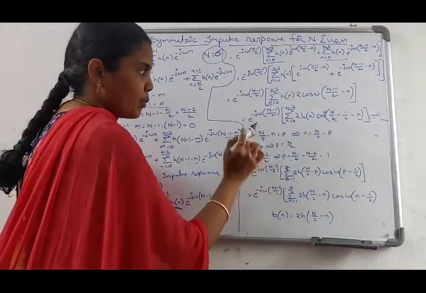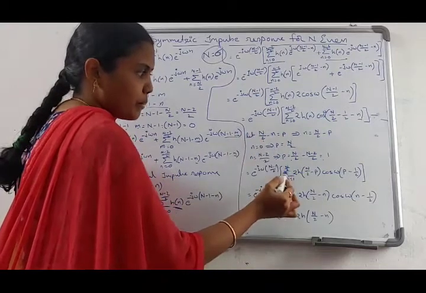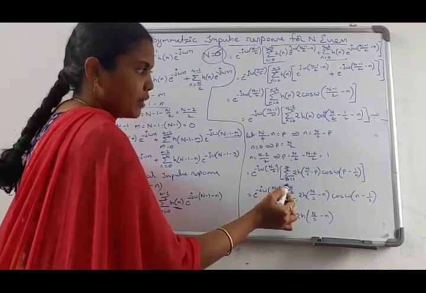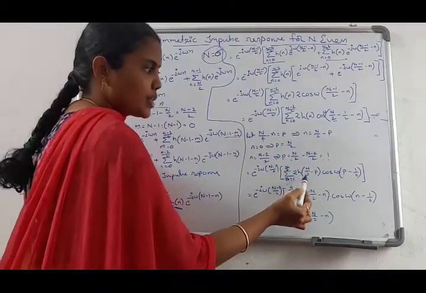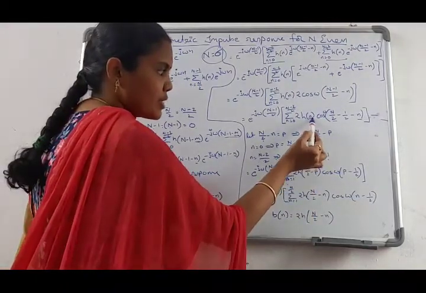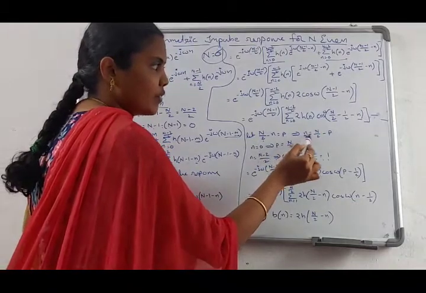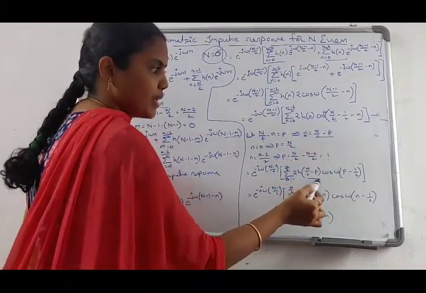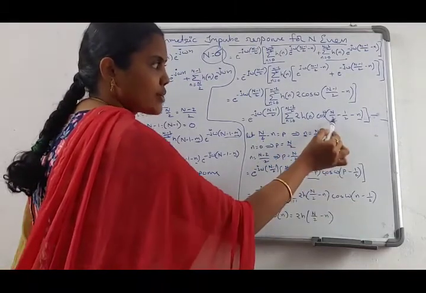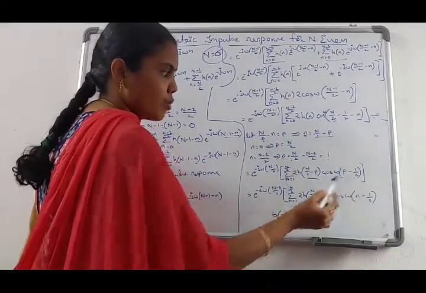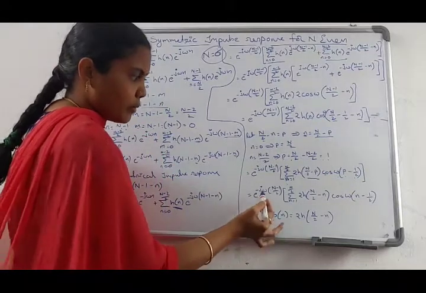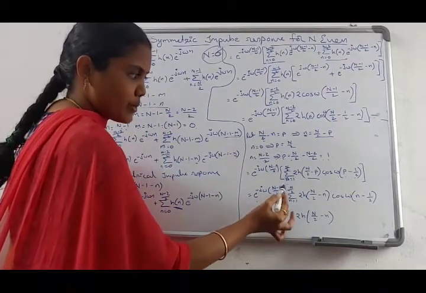E power minus j omega (N minus 1) by 2 summation. What are the p limits? P is equal to 1 to N by 2. 2h of N by 2 minus p, so here n is equal to N by 2 minus p, cos omega. So N by 2 minus n is nothing but p, (p minus 1 by 2). Now e power minus j omega (N minus 1) by 2 summation.